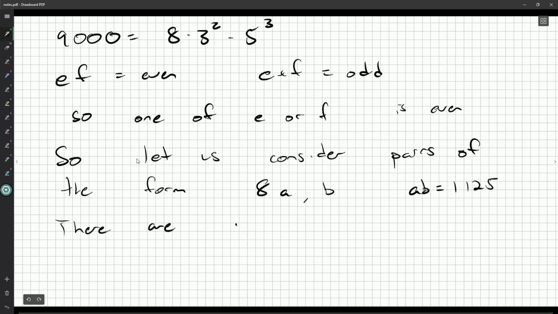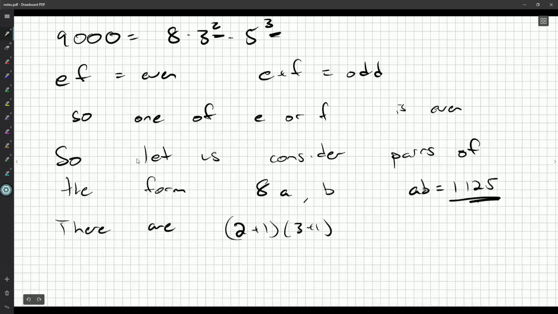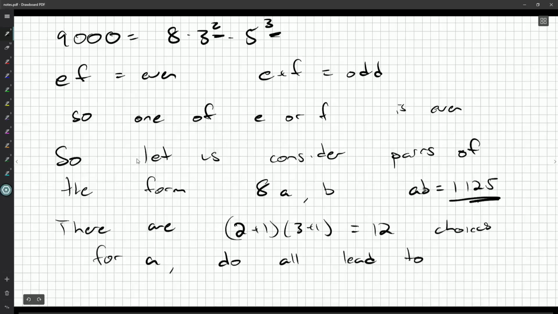There are 2 plus 1 times 3 plus 1. Again, the quick way to tell how many divisors a number has is to prime factor it, add 1 to each of the exponents, and multiply that all together. So that'd be 3 times 4, 12 choices for A. Do all lead to M and N? Also, is 8A E or is 8A F? Things to consider.